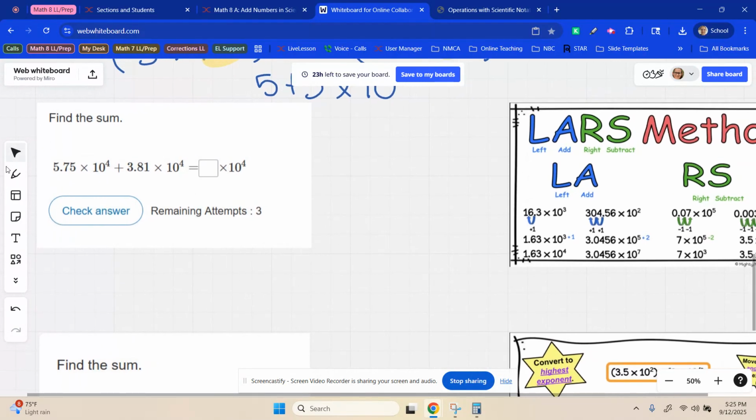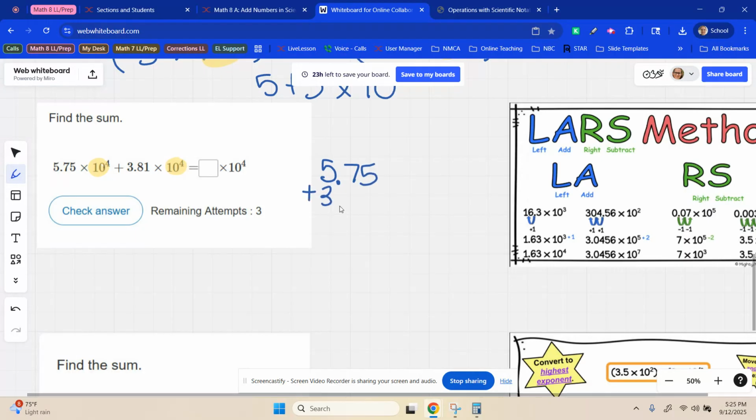All right, so if you look at this first problem, 10 to the 4th is 10,000, okay? So we're adding two numbers that have the same place value, the 10,000s, okay? So 5.75 of those 10,000s plus 3.81 of those 10,000s. Guess what? Since they're both the same thing, they're 10,000s, we can just add the numbers.